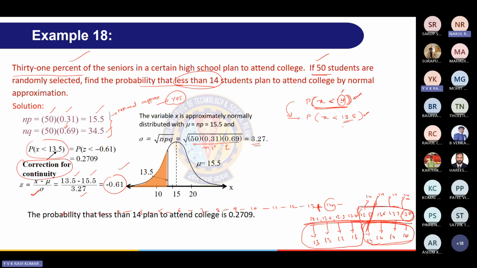But why I took this is, suppose this problem is given where it asks us to find exactly 14. Then how do we do it? Exactly 14, not less than, not greater. How do we do it? Any guess on this? I hope the question is clear. Find the probability that exactly 14 students plan to attend college by using this normal approximation.